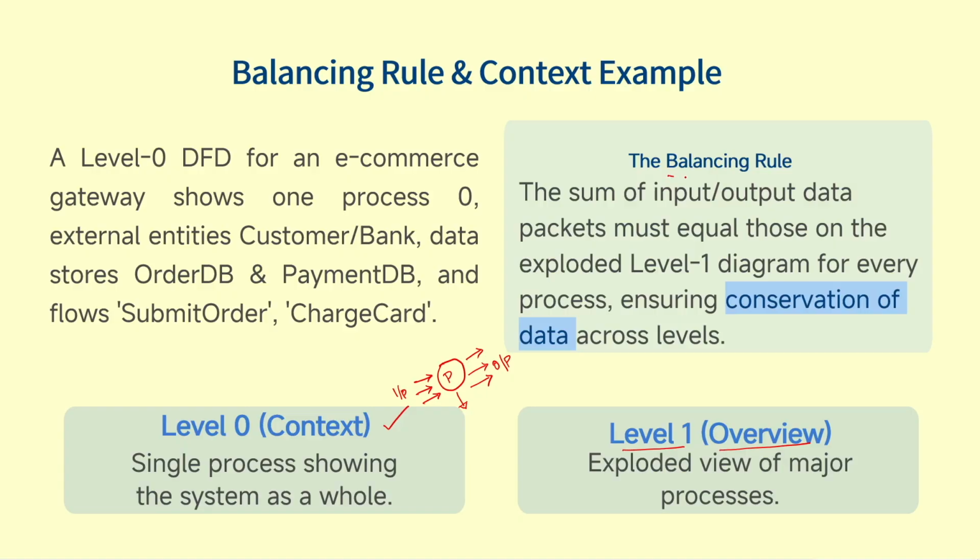We have a rule, which is a balancing rule. The balancing rule says the number of input output data packets must be equal on the exploded level 1 for every process, ensuring the conservation of data across the levels. So, however many levels you go on in the DFD, the number of input output packets that was mentioned in context has to be the same. Whatever we have mentioned in the context should have the same numbers in the other levels of DFDs. So, that is the idea.